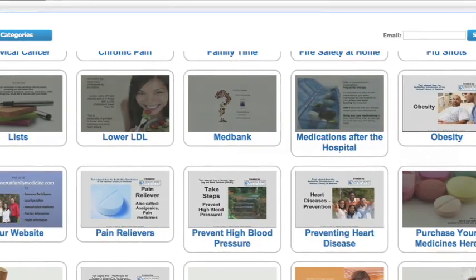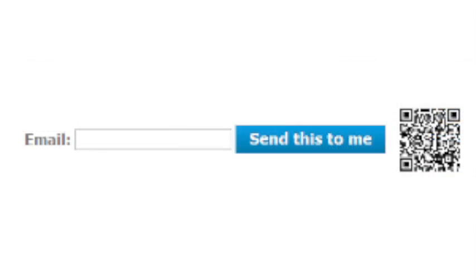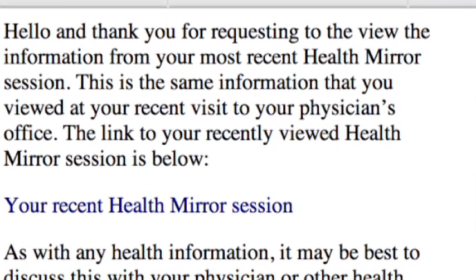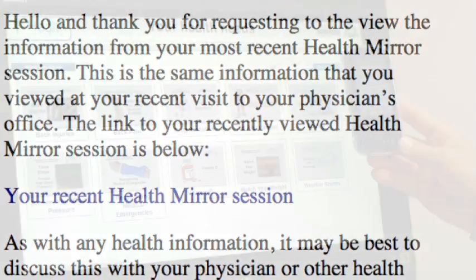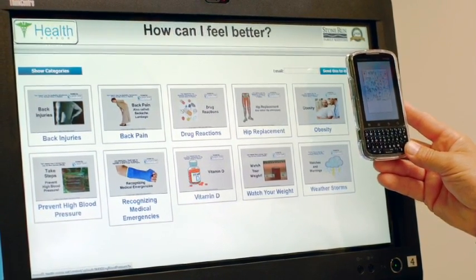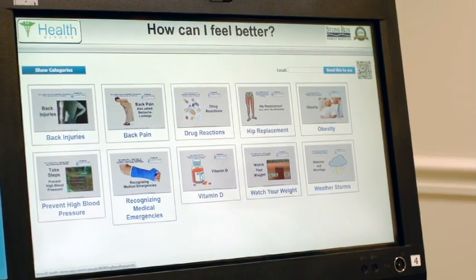If the patient wishes to take the information they've seen on Health Mirror home with them, they have the option on the touchscreen to send an email to themselves with a link to the session ID of the content that they had just seen. Alternatively, using a QR code scanner, they can display the content on their smartphone.